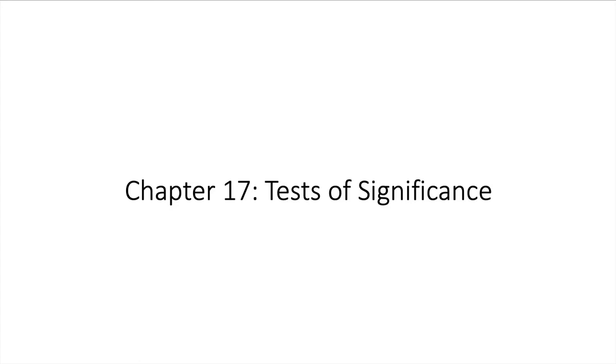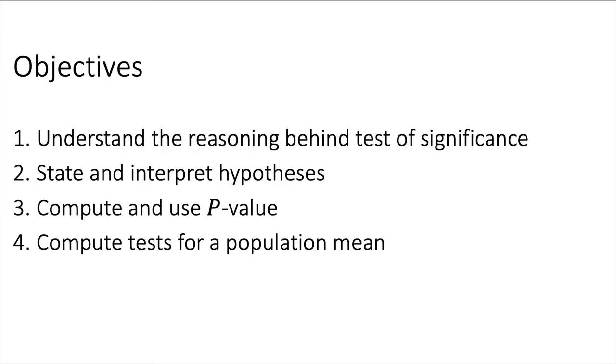In this chapter, we are talking about tests of significance. This is where we are looking at whether or not the results that we have collected in a sample are statistically significant. So some of the things we're going to do are talk about the reasoning behind a test of significance and why they work the way they do. We'll talk about specifically stating and interpreting hypotheses, which is what all of our tests are based on. And then we'll look at actually doing the tests and using p-values to do that. And we'll do specific tests for population means.